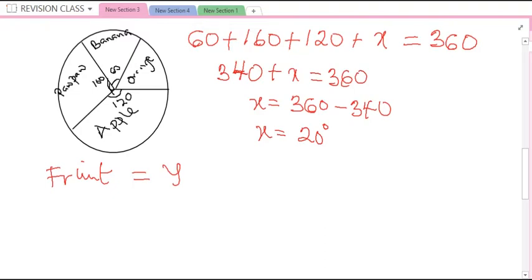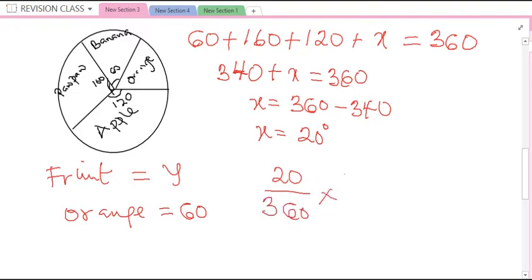So we were told the number of oranges on display, according to the question, is 60. So it means I can say the sector angle of orange, 20, over the total angle in a circle, which is 360, times the total fruits on display, which is y. That will give me the number of oranges, which is 60.